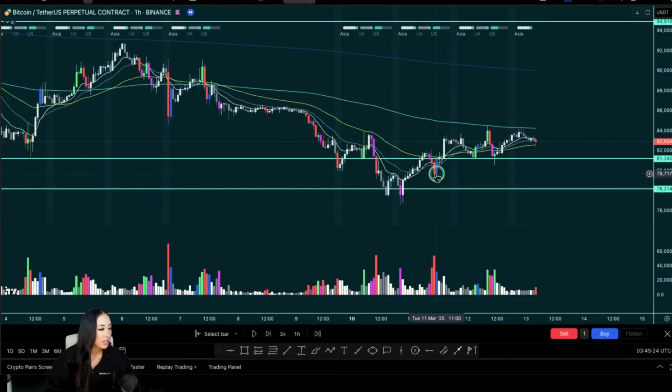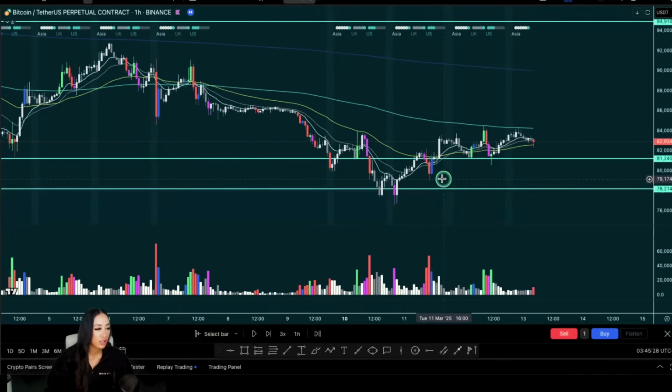From here, I can see that we have created a higher low. However, the bearish market structure still remains intact as we have rejected the 50 EMA, creating another lower high. In order for me to think that this is going to be a reversal and break to the upside, I want price to break the last key lower high, which is this point here.